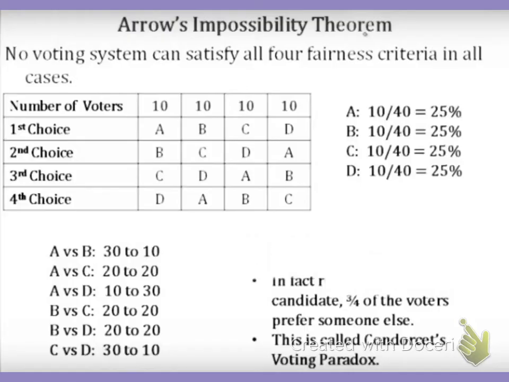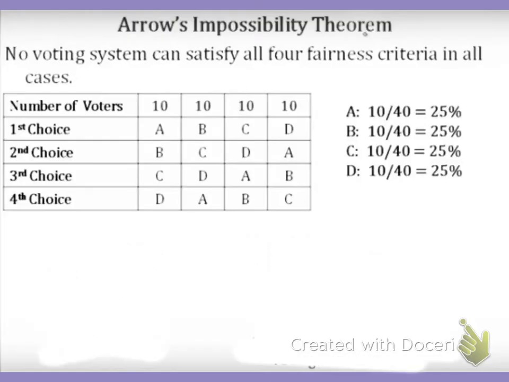Ooh, purple. Okay, so Arrow's impossibility theorem. Again, not to be confused with the Green Arrow. No voting system can satisfy all 4 fairness criteria in all cases. So there are certain situations where an election may seem unfair, but we have to live with it. So let's take a look.